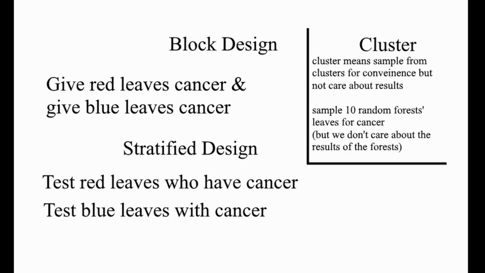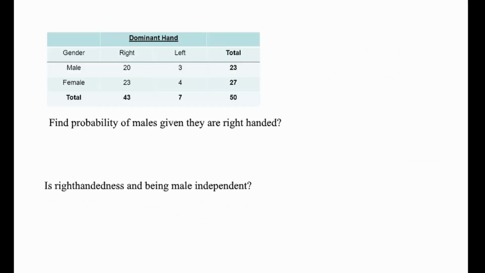A block design is a design of an experiment where you divide the sample into different groups that you survey differently. For example, you test 100 red leaves and test 100 blue leaves and record the results separately. A stratified sample is the same as a block design, but is for an observational study and not an experiment.